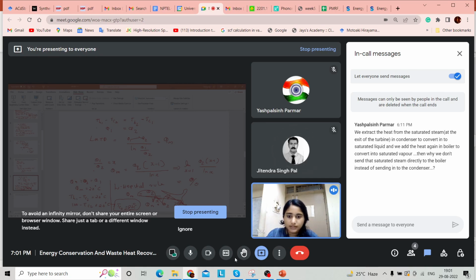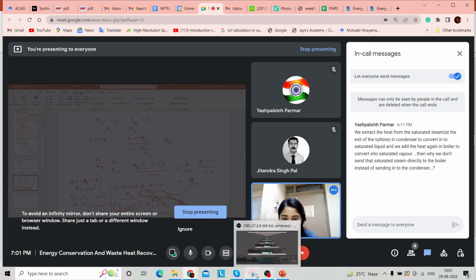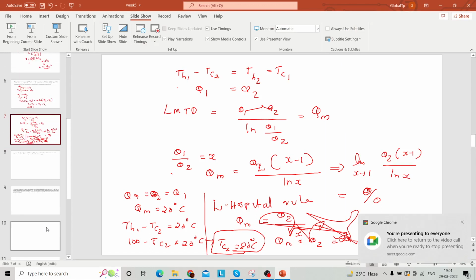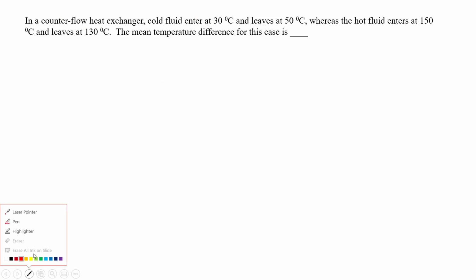So shall we move to the next problem? That is related to finding the mean temperature difference. See this question. In a counterflow heat exchanger, the cold fluid enters at 30 degrees Celsius and leaves at 50 degrees Celsius, whereas the hot fluid enters at 150 degrees Celsius and leaves at 130 degrees Celsius.